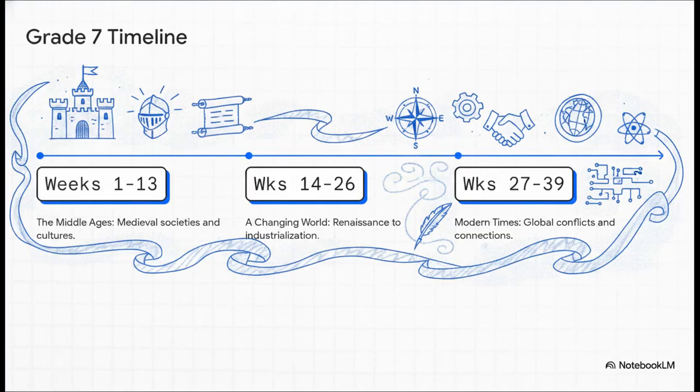To launch this entire journey, historians rely on a core foundational concept, the timeline. Think of this as a concept launch for the students. Over 3 distinct 13-week units, they trace the evolution of medieval societies, navigate the chaotic shifts of a changing world during the Renaissance, and finally arrive at the complexities of modern times. It guarantees a perfectly balanced, overarching worldview.